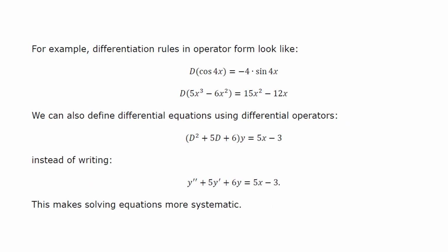For example, the differentiation rules in operator form look like capital D times the cosine of 4x. That's the derivative of cosine 4x, which would get us negative 4 times sine 4x. Or we may have the differential operator applied to 5x cubed minus 6x squared, which would be 15x squared minus 12x.